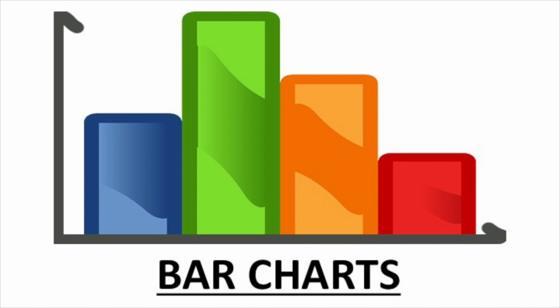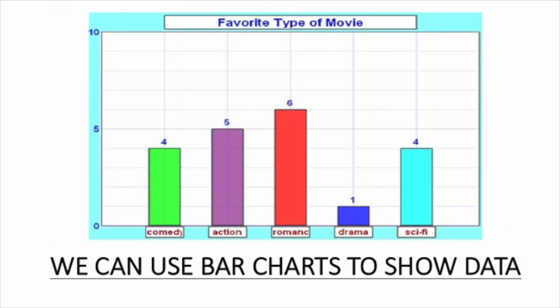How many bars can you see on this chart, guys? 1, 2, 3, 4. What colors? Blue, green, orange, red. It's always a good idea if you have different colors to do every different bar a different color because it looks nicer and you can tell the information more clearly. We can use bar charts to show data. Each different bar represents a different number.